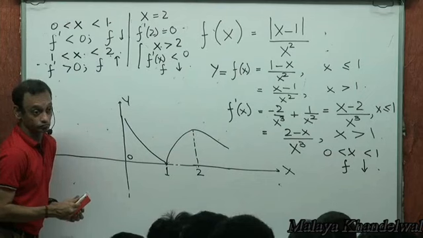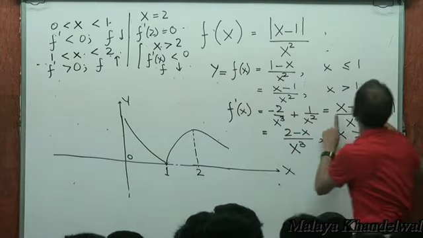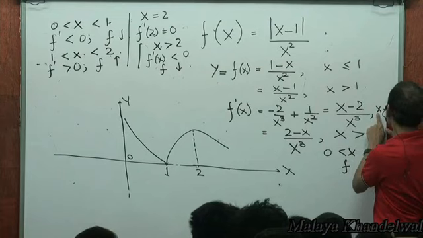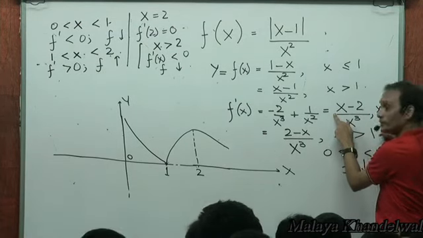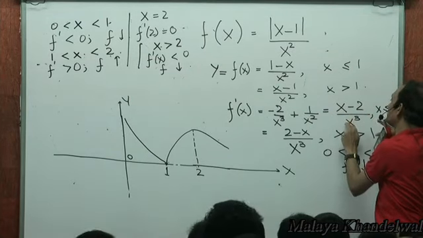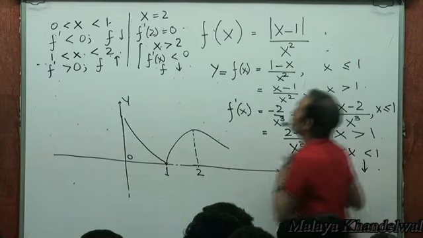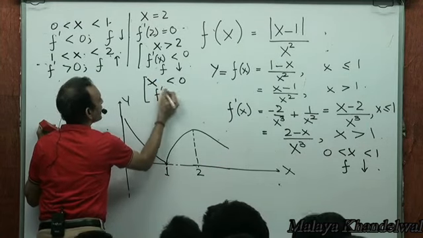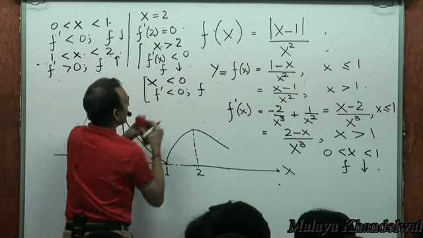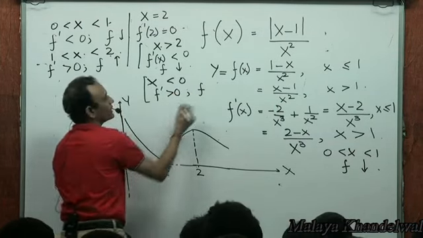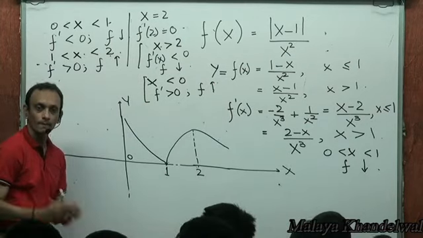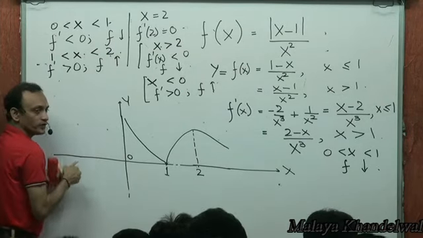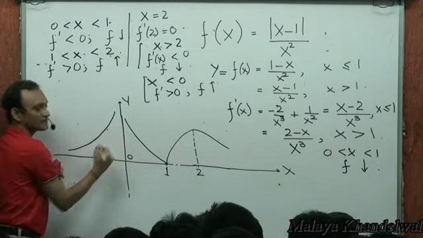Now, for x less than 0, you realize that the denominator will be negative. This is for x less than or equal to 1, so x less than 0 would be a subinterval of this. So for x less than 0, numerator negative, denominator negative, ratio positive, so f dashed is positive, and f must be increasing. Yes or no? So for x less than 0, you would encounter an increasing function, something like this.